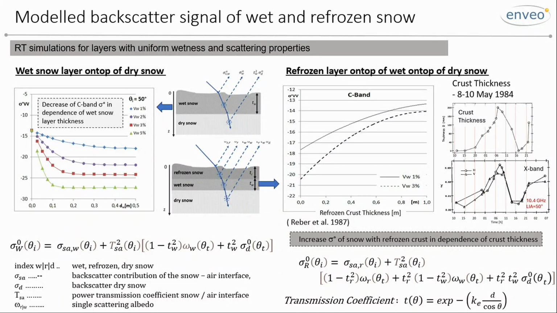In principle, always remember, it's in the order of the magnitude of the wavelength when you have really wet snow. So it's for X band, it's 3, 4 centimeters. For C band, it's 5, 6 centimeters. And this is calculated for C band.